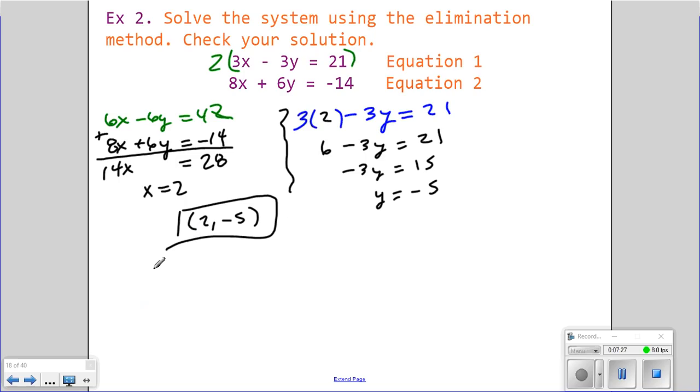And check to make sure that it works. It works with the first equation.